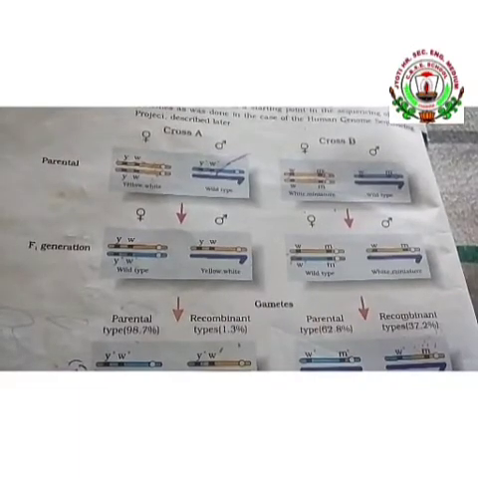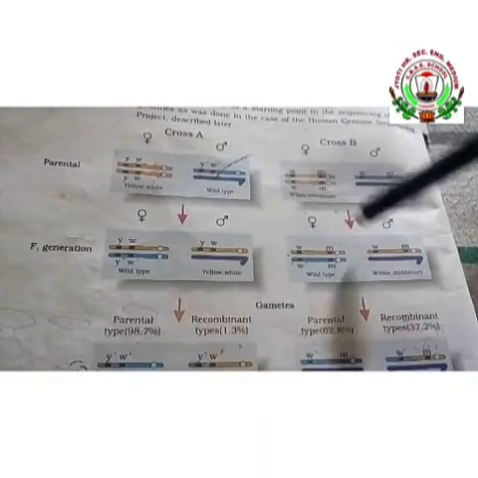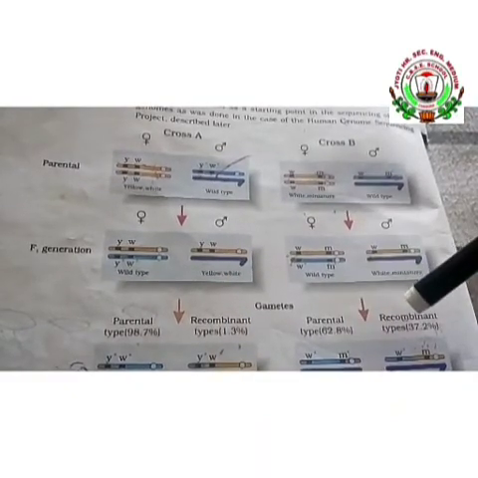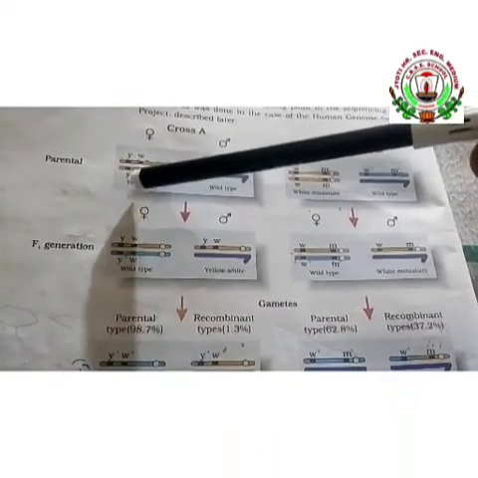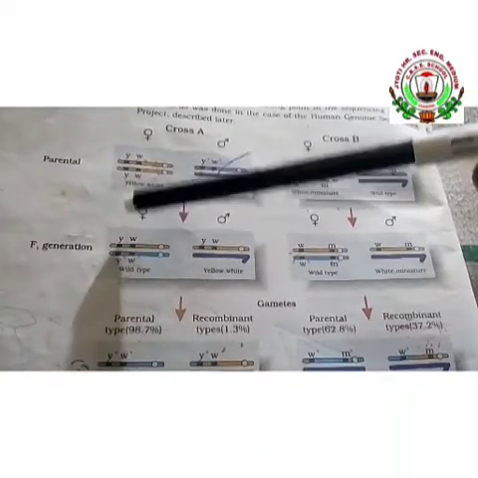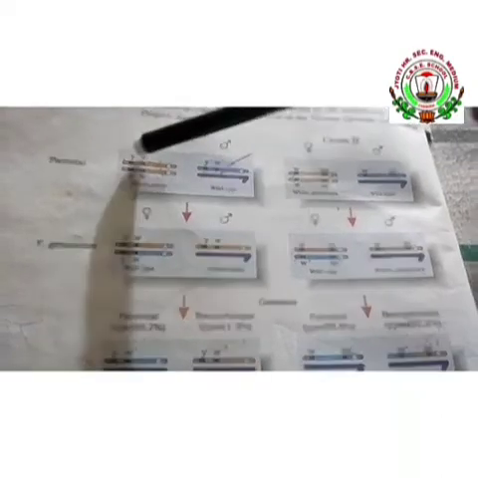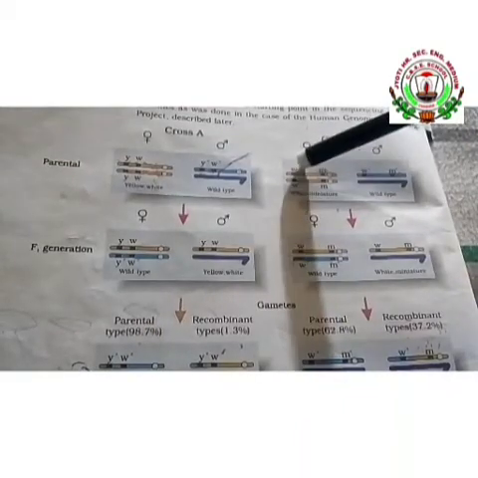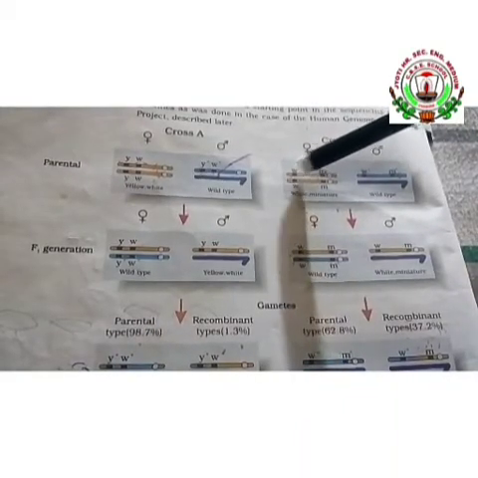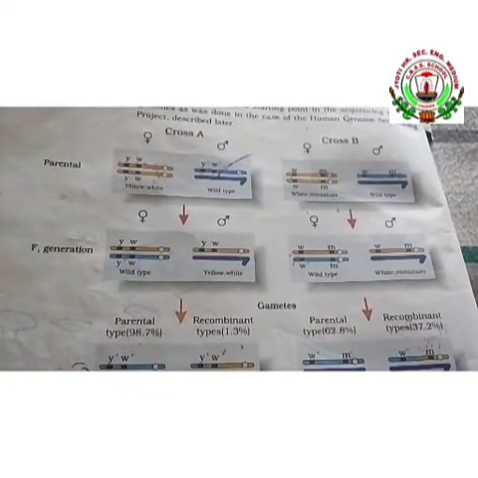So two characters. Both of these crosses are dihybrid crosses, and you can see that here the genes or the alleles for the color of the body and the color of the eyes are located very close to each other. Can you see? Yes, and here they are located a little bit far away from each other. Can you see?